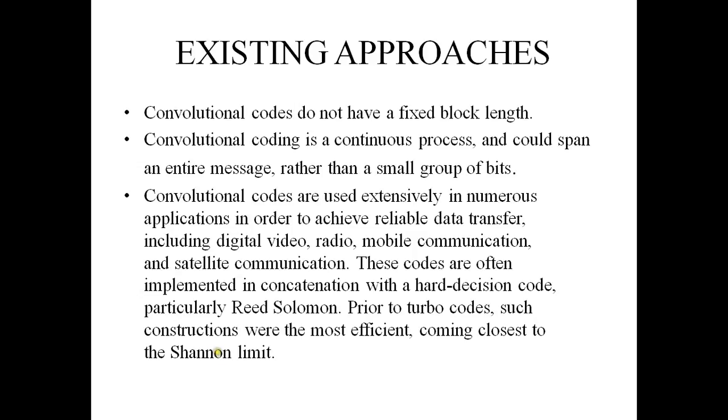There are many applications of convolutional codes, and they are used for achieving high data transfer rate for digital video, radio and mobile communication. These are also used for satellite communications too. These are particularly implemented on Reed-Solomon codes, and prior to turbo codes, such constructions were most efficient, coming closest to the Shannon limit. So this tells us the main objective of our project, to go beyond convolutional codes and make use of turbo codes and make a comparison on which is better.